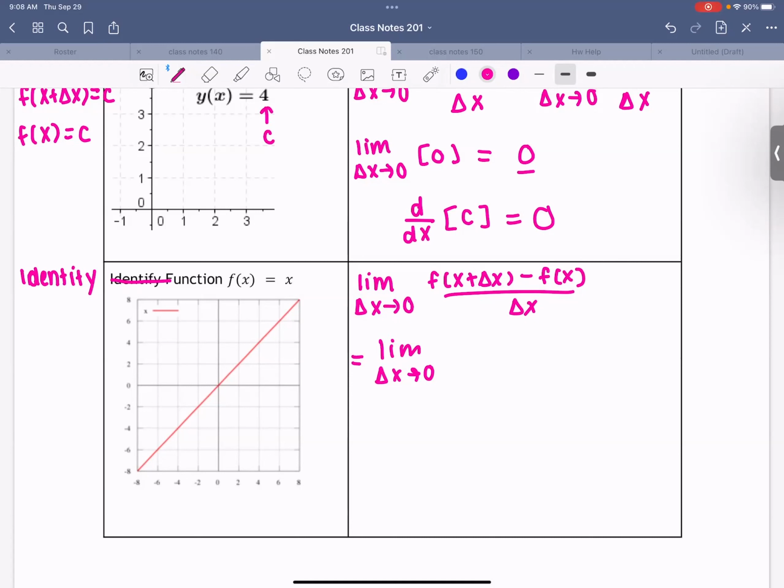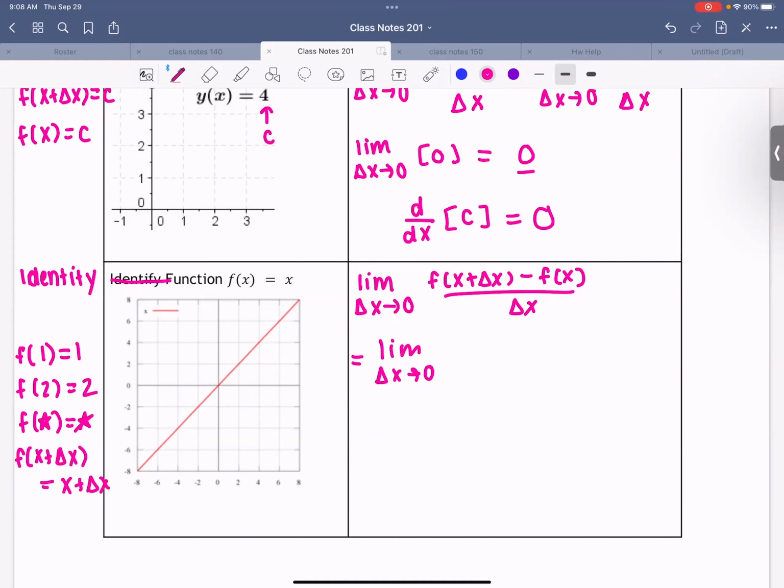Let's do a few easier examples. If f of x is x, what's f of 1? 1, good. What's f of 2? 2. What's f of star? Star. What's f of x plus delta x? Good, x plus delta x.